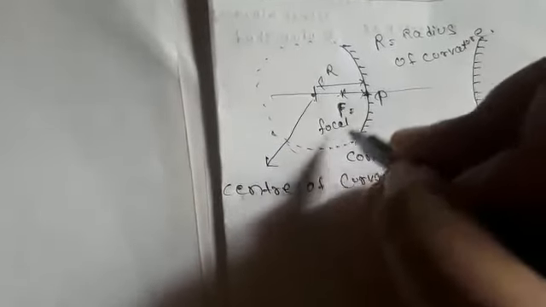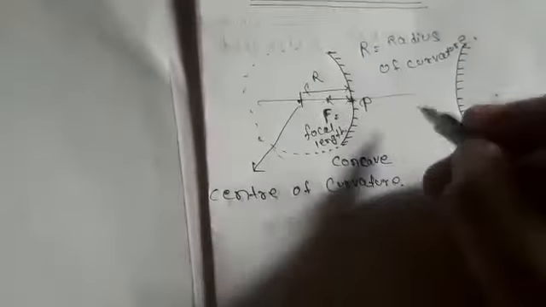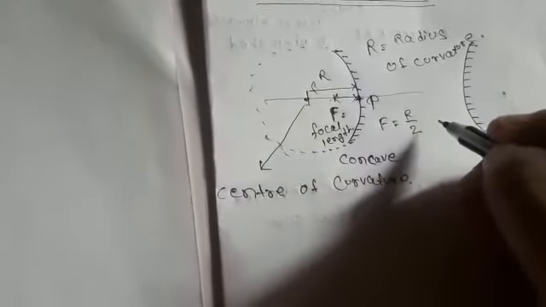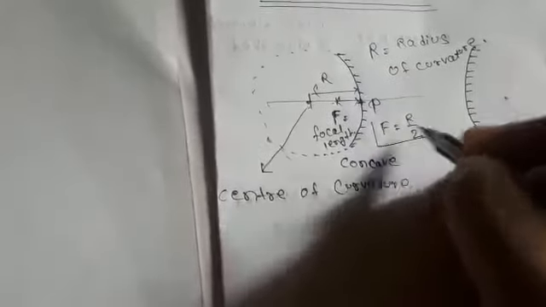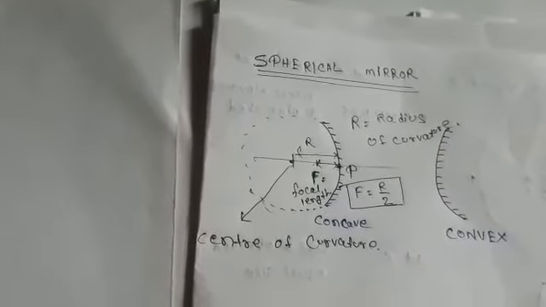Then the midpoint of the radius of curvature, the line from the center of curvature to the pole, is called the focus. The midpoint of the radius of curvature is called the focus, and the distance from focus to pole is called the focal length. Clear? So we can write f equal to R by 2, because it is half of the radius of curvature. Clear? So focal length equals R by 2, that means half of the radius of curvature.